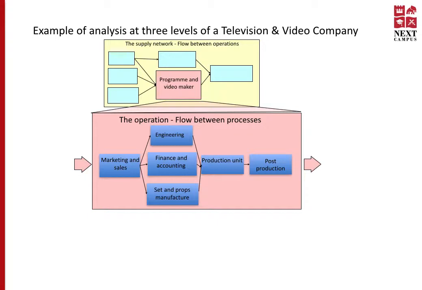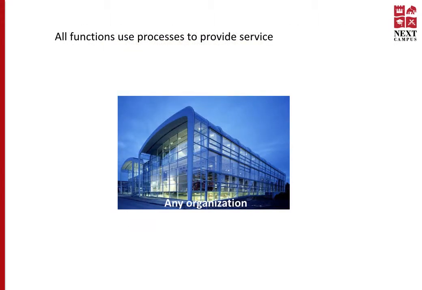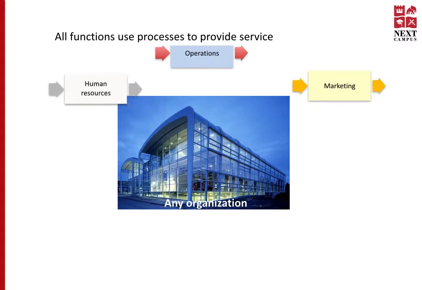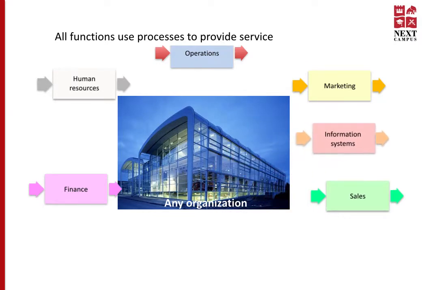Now let's select one of the processes and explode it to view the resources that have been used. Let's take the set and props manufacture. The resources are set design, set construction, props acquisition, and set finishing. So all functions use processes to provide services. Operations, marketing, human resources, finance, sales, information systems.